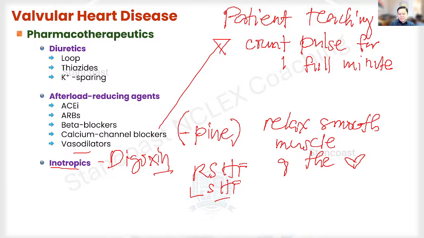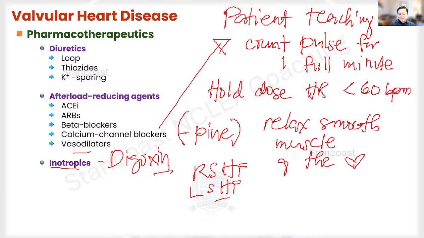Their heart rate is probably irregular. So we really want them to do the full minute checking, okay, before they take the digoxin. As we know that the digoxin can lead to decreased heart rate. So we want to make sure that they're not bradycardic before they take the medication. So what we're going to also include in the teaching is to hold the dose if the heart rate is what? Less than 60 beats per minute.